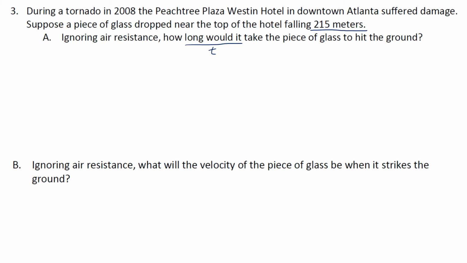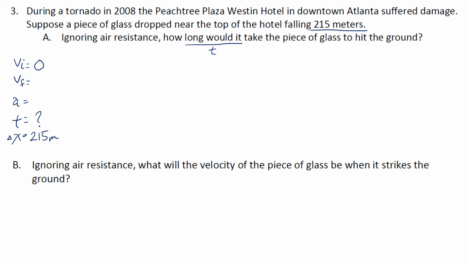Let's go through VVATX. Our V initial, our V final, and our displacement, right? Let's do little equal signs. So we know that the initial velocity of that piece of glass was 0. It was just hanging out still on the top of the building. And what else do we know? We know the displacement is going to be 215 meters. That's true. We want to know the time, but there's one more thing that we know. We know the acceleration of gravity.